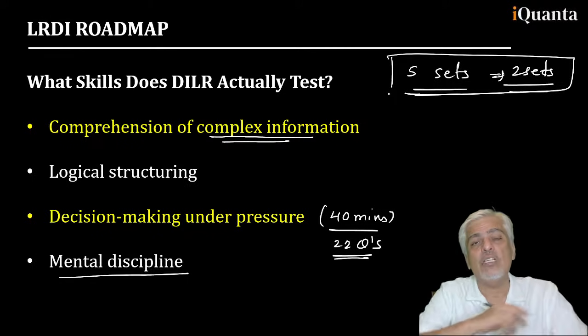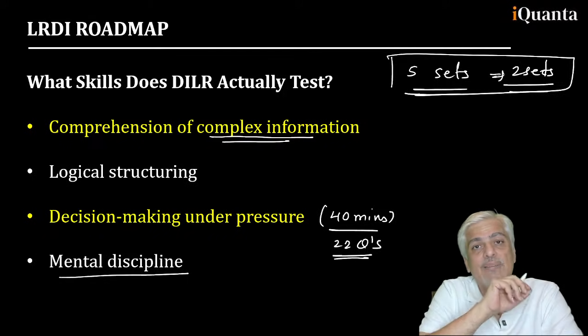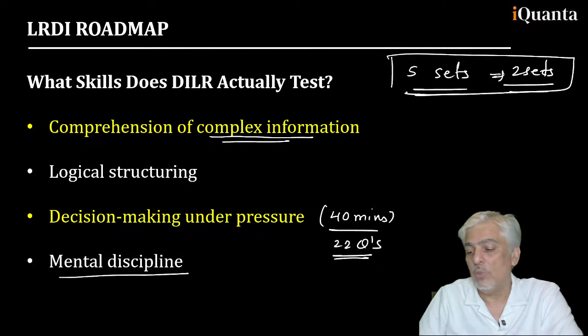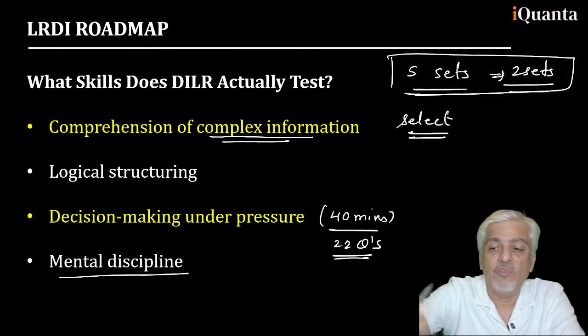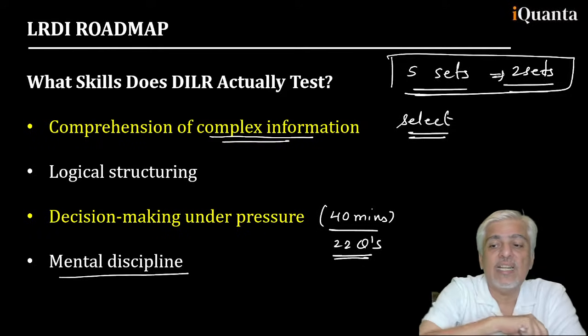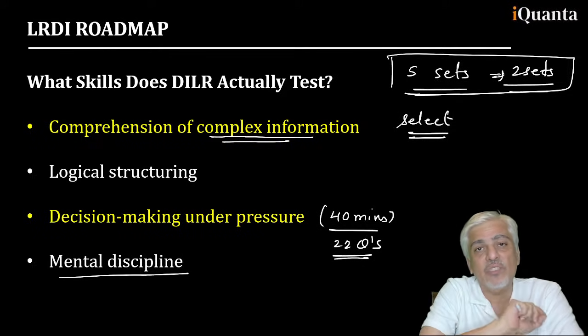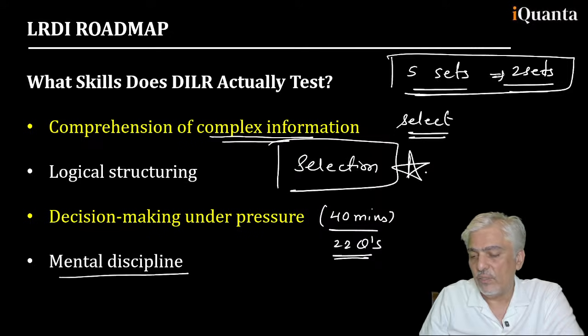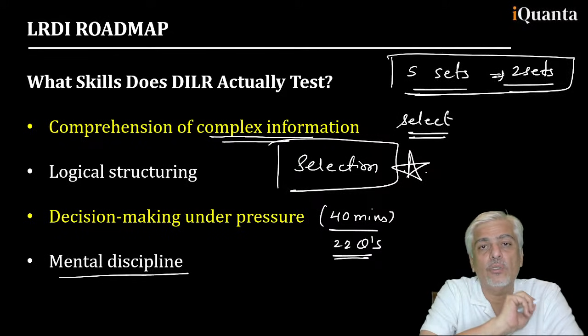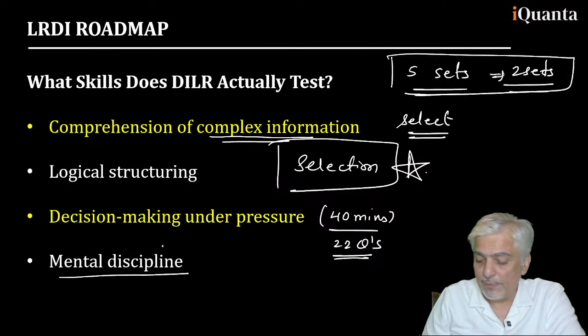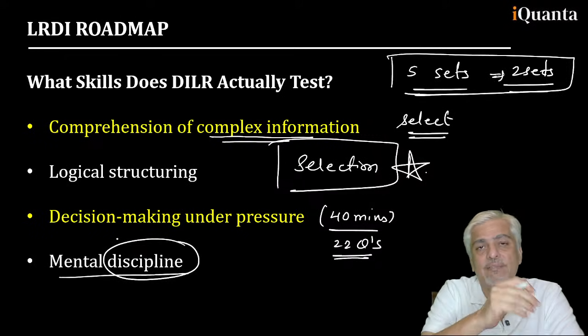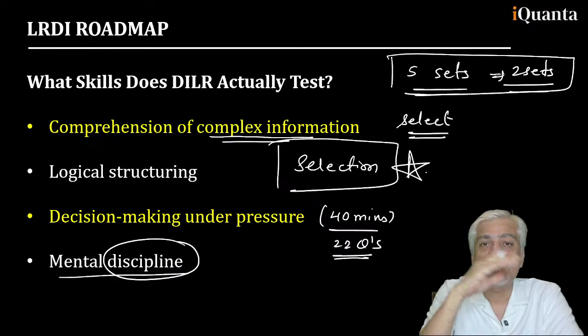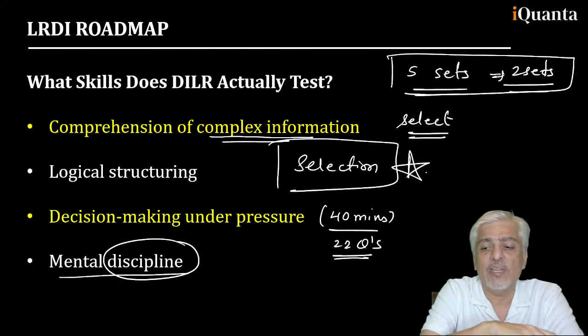Now, these 2 sets will mainly not depend upon your ability to solve them. It will be mainly dependent on your ability to select these sets. Are you selecting the right set? That is going to be very, very important. If you select the right set, half the game in LRDI is won. So selection for me is the most important criterion in LRDI. Remember that. That discipline which you need to have, whether it is about solving on a regular basis or selecting the right sets, everything will become very important.